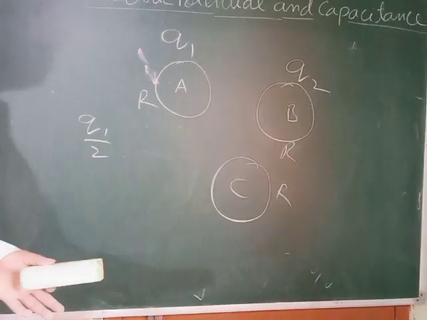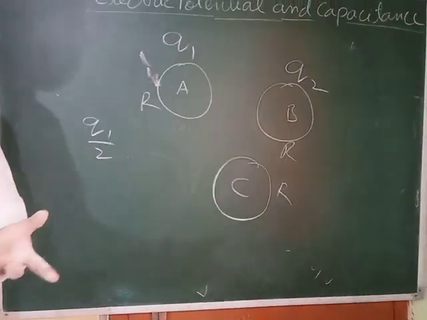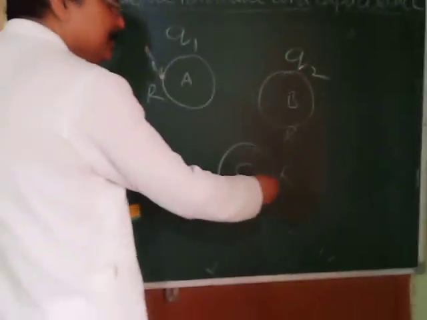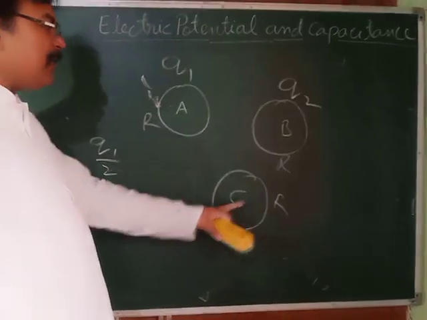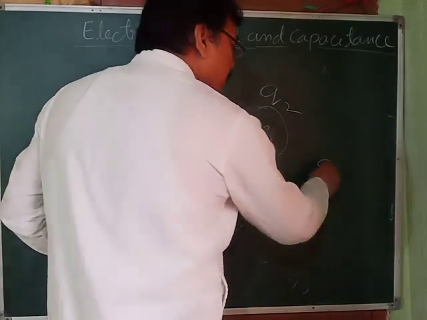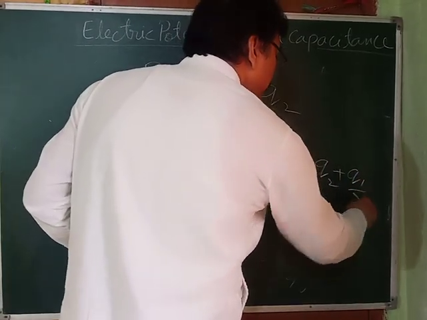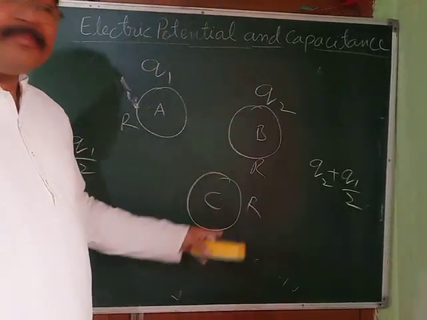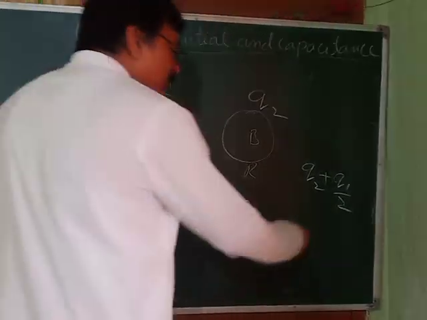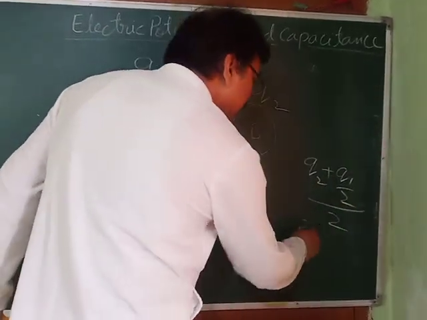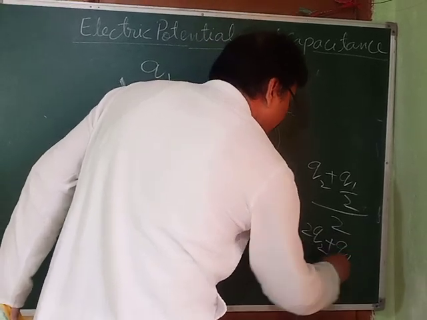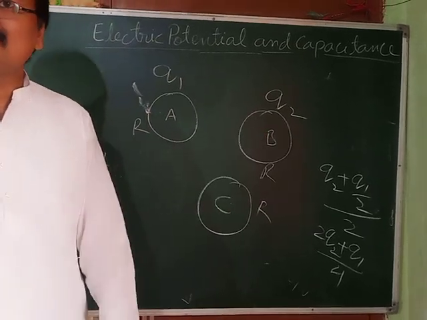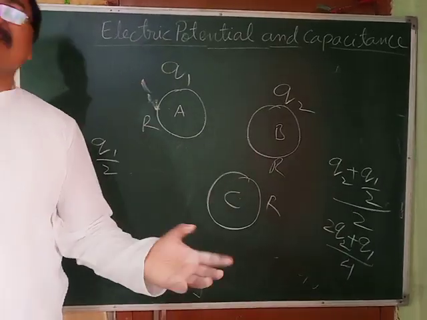Equally it gets distributed when the size is identical. Okay, and now when you are going to touch this with this, how much charge is it having? It is having q1 by 2 charge, and this is having q2 charge. So total charge is how much? q2 plus q1 by 2. Okay, that is the total charge. So that charge again will get distributed equally because their radius is the same, they are identical. So dividing this by 2, you will get (2q2 plus q1) by 4. Okay, this much charge it will have as well as this will have. So in this way distribution of charge takes place.